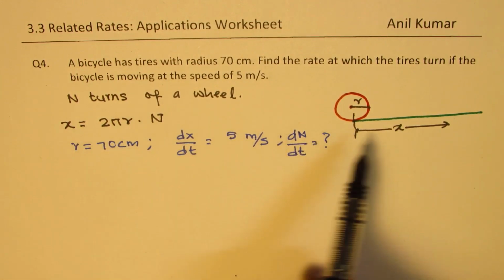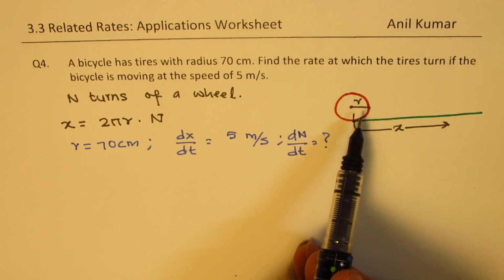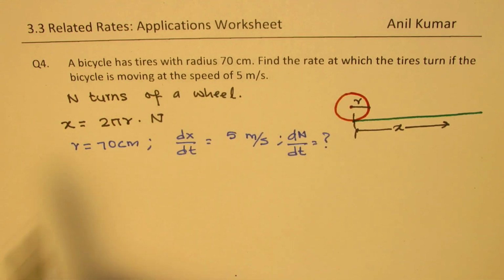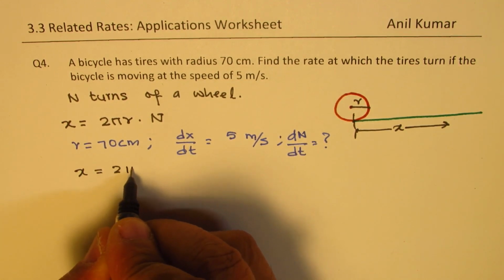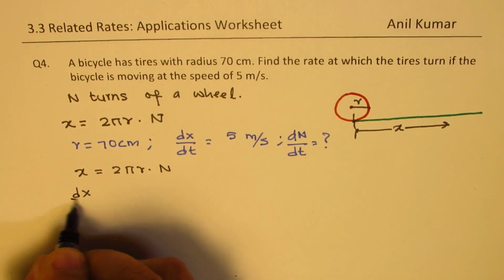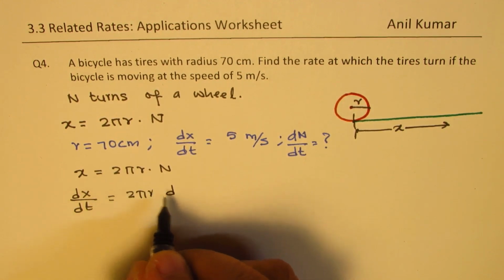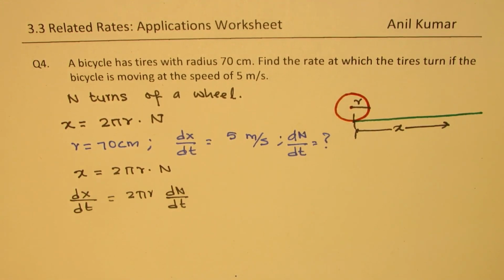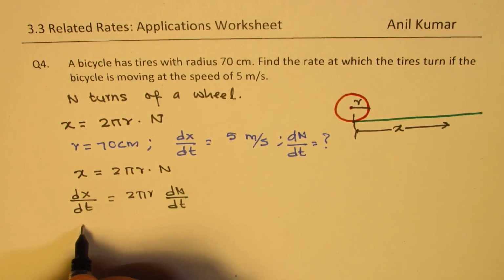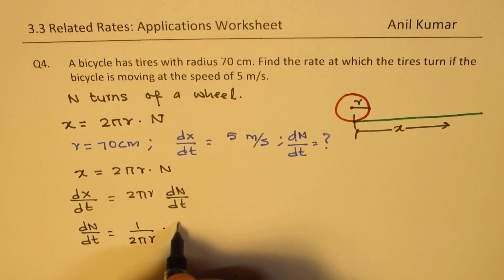So since we already have a relation, it's much simpler. Now radius is fixed, right? Radius is fixed, it is not changing. So we'll keep it fixed, which is 70, right? So that is the value. Okay, so we can rewrite this. So we have x equals 2 pi r times n. So rate of change with respect to time, which is the speed, will be 2 pi r, all constant, right? So don't differentiate r, as the wheel has a fixed radius, times dn/dt. Perfect. So that is the relation which you get, and from here we need to find what dn/dt is. So dn/dt, of course, isolate that. So we get 1 over 2 pi r times dx/dt.